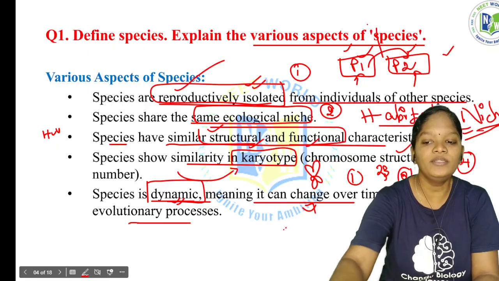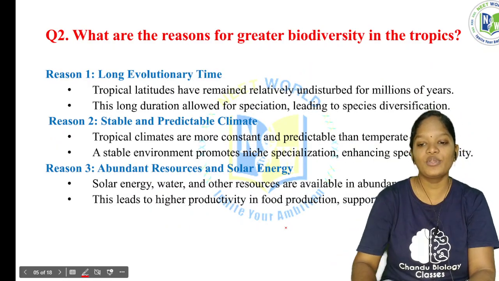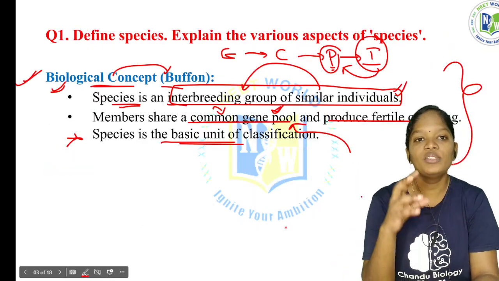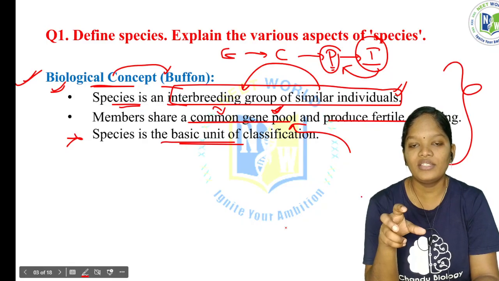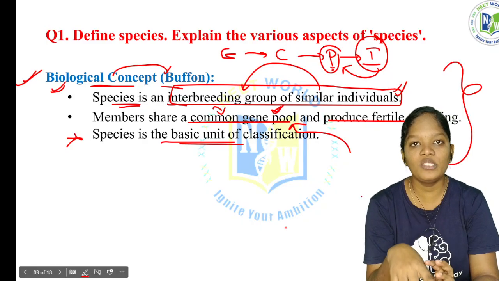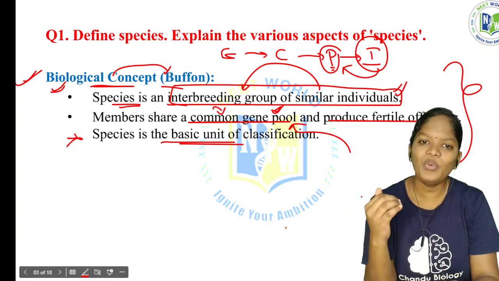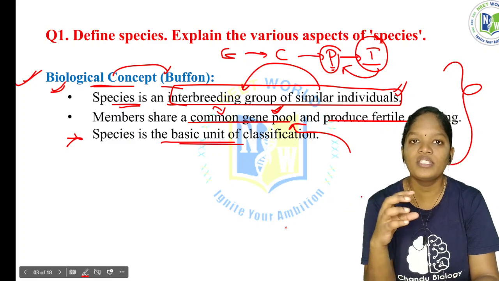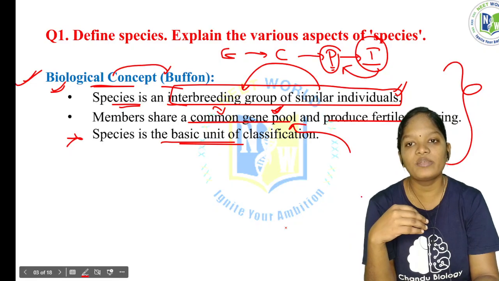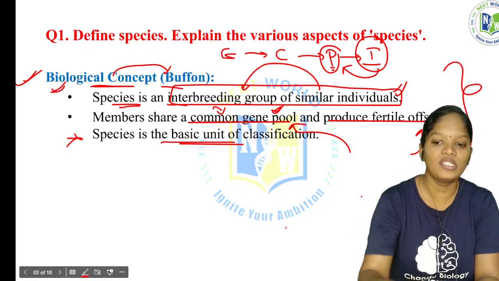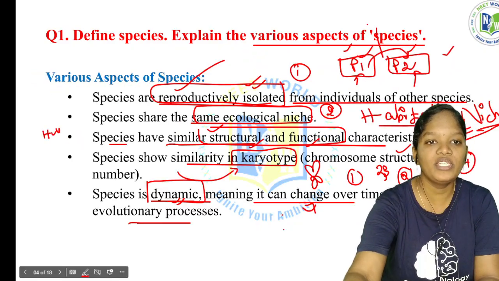So these are all the various aspects of species. In this question we have studied what a species is, what the biological concept is, and what some scientists have explained about the species and the various aspects of the species. This is an important thing. So we'll move to the next question.